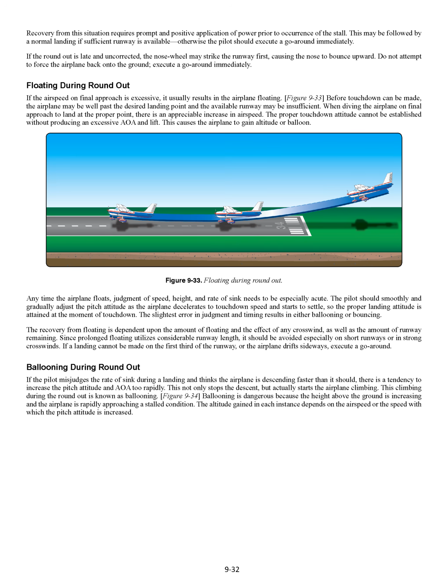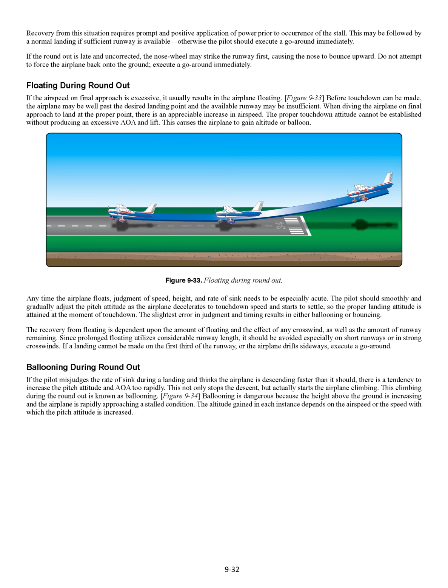Recovery from this situation requires prompt and positive application of power prior to occurrence of the stall. This may be followed by a normal landing if sufficient runway is available, otherwise the pilot should execute a go-around immediately. If the round out is late and uncorrected, the nose wheel may strike the runway first, causing the nose to bounce upward. Do not attempt to force the airplane back onto the ground, execute a go-around immediately.